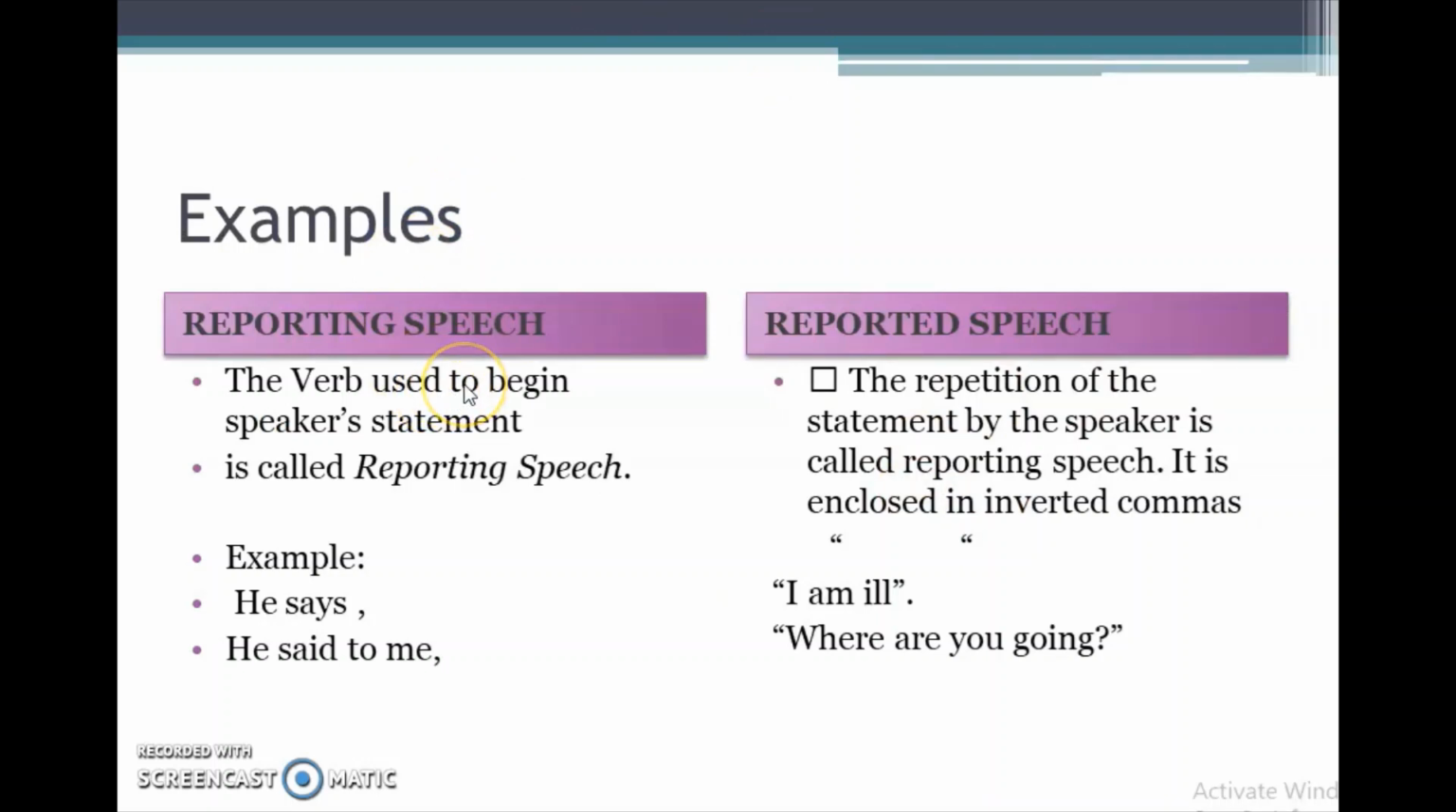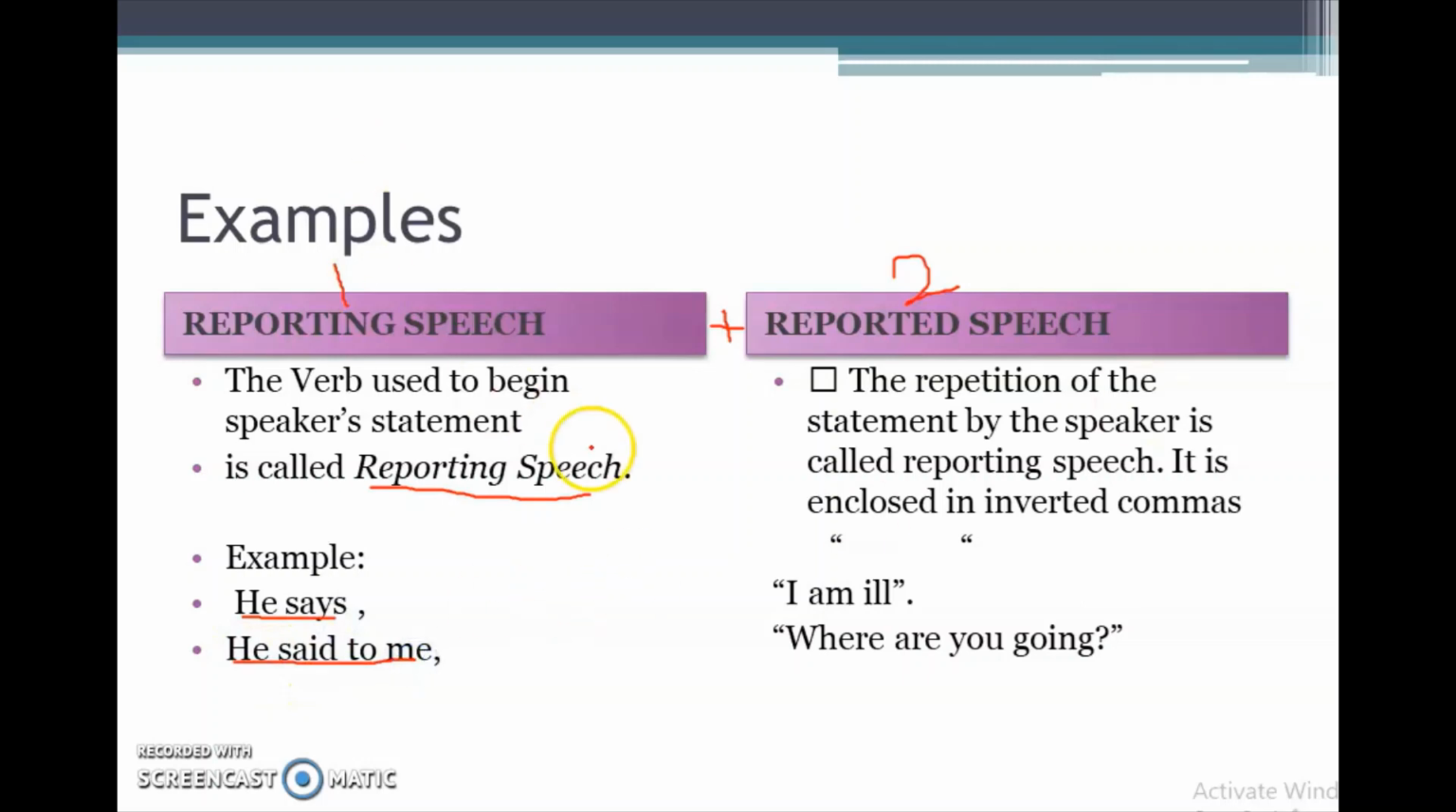Now we will discuss the parts of a sentence in direct speech, as it's very important before going to discuss the rules for changing the narration. The first one is called reporting speech, and the second part is reported speech. These two parts combine, and a complete sentence in direct narration is formed. So what is reporting speech and what is reported speech, we will discuss one by one. The verb used to begin the speaker's statement is called reporting speech. For example, he says or he said to me.